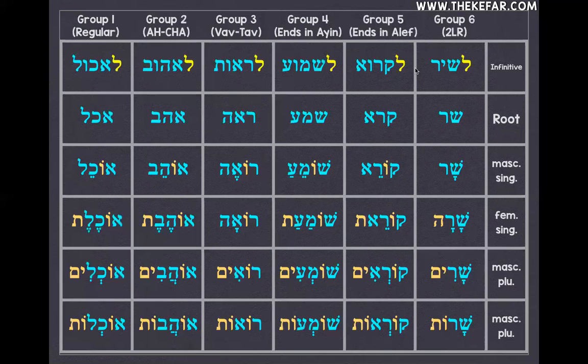And remember the pronunciation of your roots, because these are pa'al or kal verbs, they're going to have an a'a sound pattern in the pronunciation. So ahal, ahav, ra'ah, shama, kara, and shar. Here we just have just one vowel sound. And that's going to be important in the next lesson when we talk about the past tense. Okay, so just remember that.